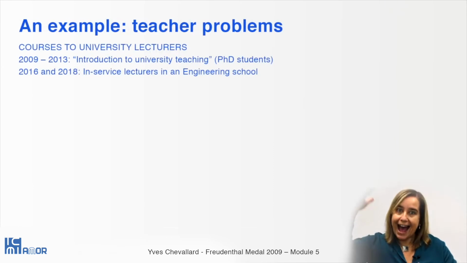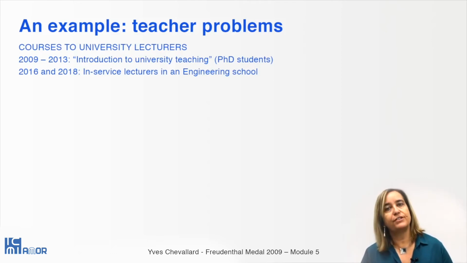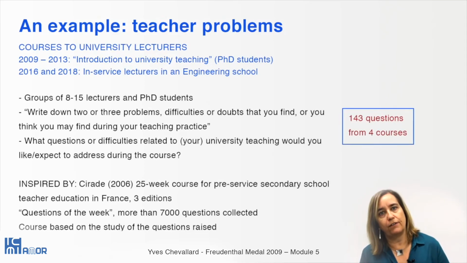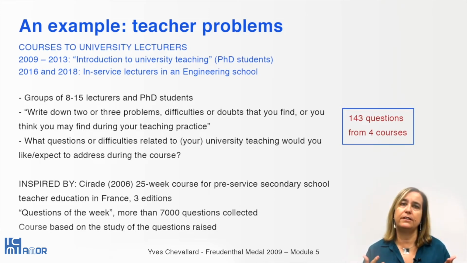To illustrate the higher levels of the scale, I will take an example from a research carried out by our research team in a series of courses given to university lecturers and PhD students. As a starting point of the course, we asked the participants to write down 2 or 3 problems, difficulties, or doubts that they find or think they can find during their teaching practice.